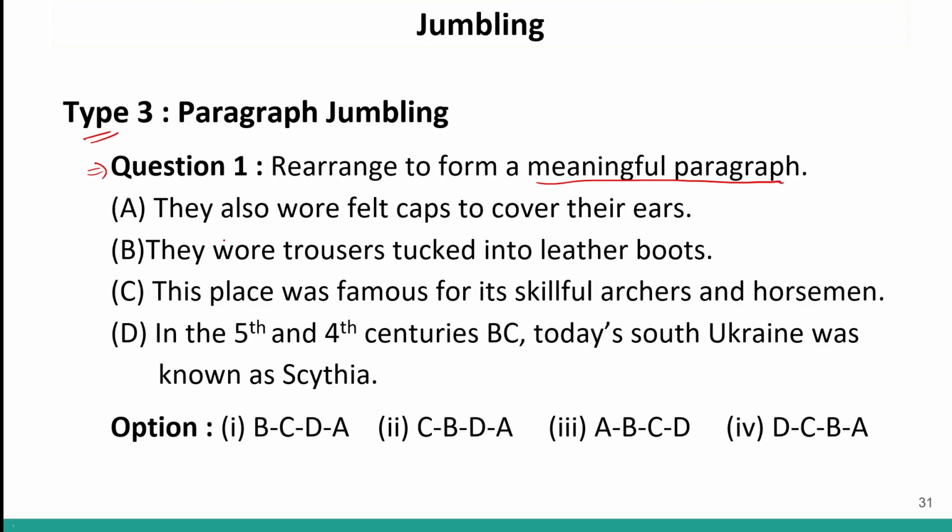Now, sentence A is: They also wore felt caps to cover their ears. B: They wore trousers tucked into leather boots. C: This place was famous for its skillful archers and horsemen. D: In the 5th and 4th century BC, today's South Ukraine was known as Scythia. Now, if I look at statement D, I can see that this is an introduction statement, correct? Because it is introducing an idea. Which idea? That today's South Ukraine was known as Scythia. So my first letter will be D.